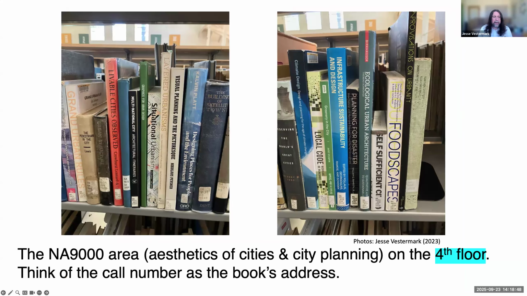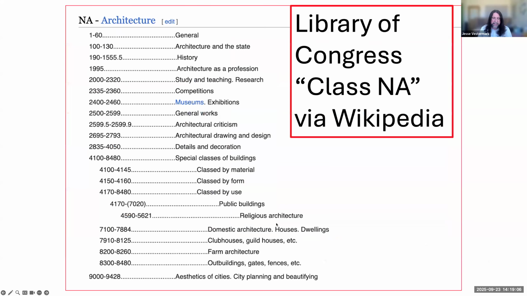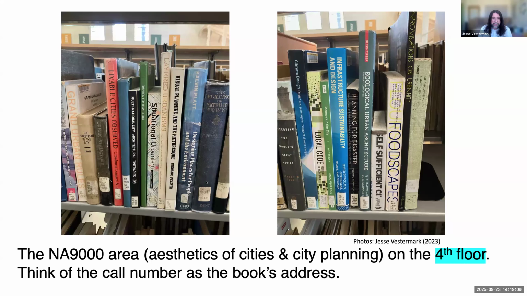Here's an example of various call numbers in action. We can see this is the NA 9000 area. All these books, or most of them at least, should start with NA 9000 something, and these are on the fourth floor currently. That is the area, if we look here, aesthetics of cities. So that's what these books cover. They still lean more towards architecture than the community side of human knowledge, but the NA 9000s are the more city and regional planning related books in the world of architecture.